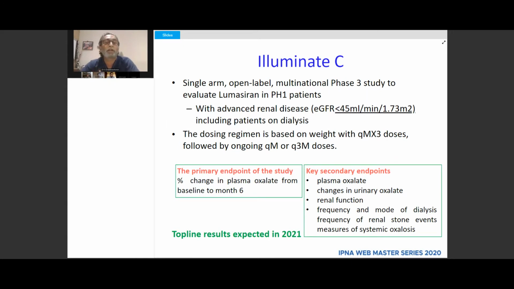Illuminate C, the result is not yet published. It's done in patients with significant renal dysfunction, less than 45 ml per minute, both adults and children. Again, dosing is based on the weight. The primary endpoint is the percentage change in plasma oxalate from baseline at month 6. Secondary endpoints include changes in plasma oxalate, urinary oxalate, renal function, frequency and mode of dialysis, frequency of renal events, and measures of systemic oxalosis.